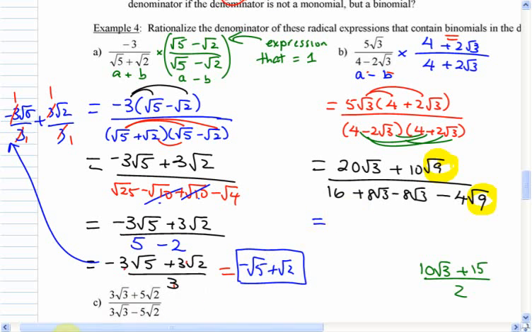I think the 20 root 3 we can't do anything about, but the root 9 we can. What's root 9? 3. So what's 10 times 3? 30. Yeah. Okay. On the bottom, we'll keep the 16. The 8 root 3's, one positive, one's negative, so they disappear. Oh, look at this, root 9 again. Ryan, what's root 9? 3 times 4 is? 12. 16 minus 12, that's what we've got on the bottom.